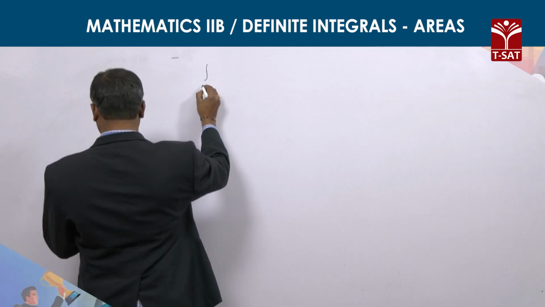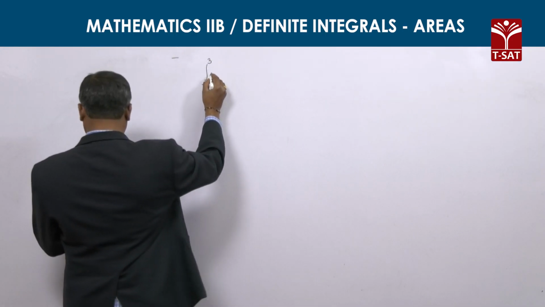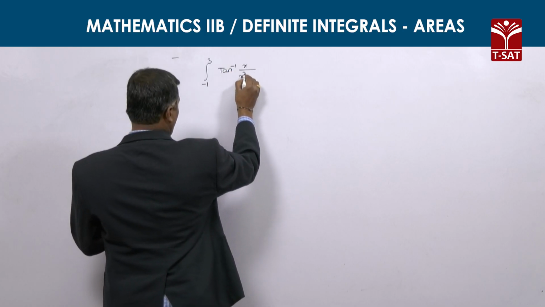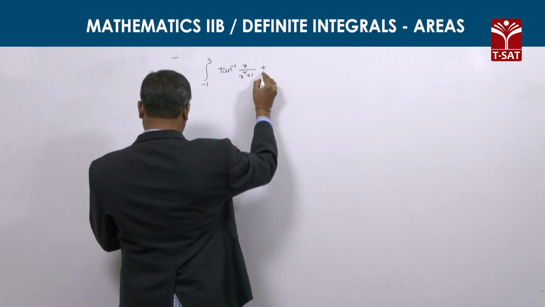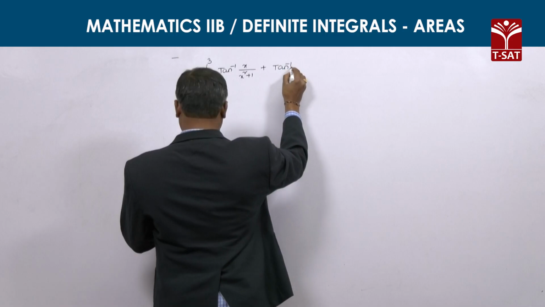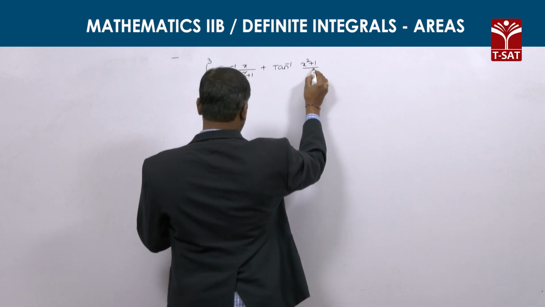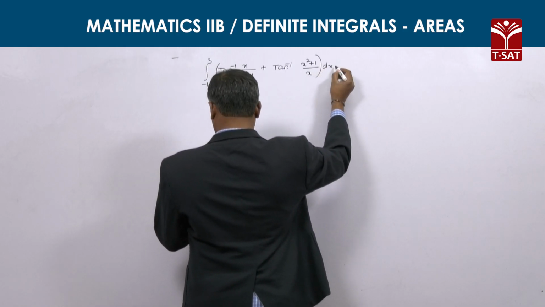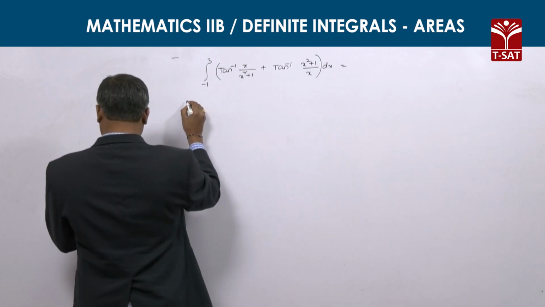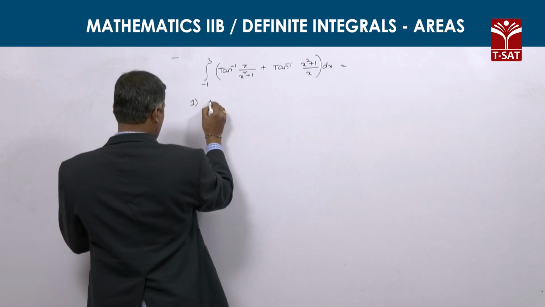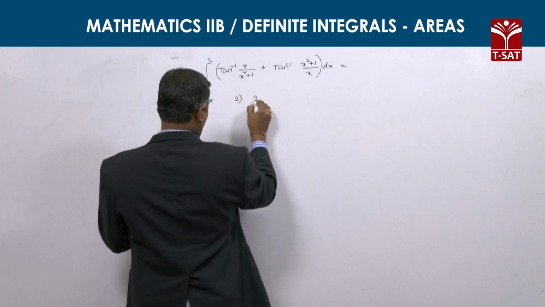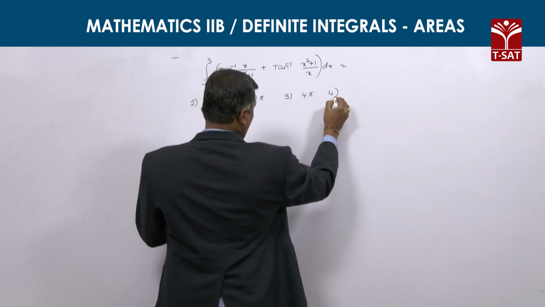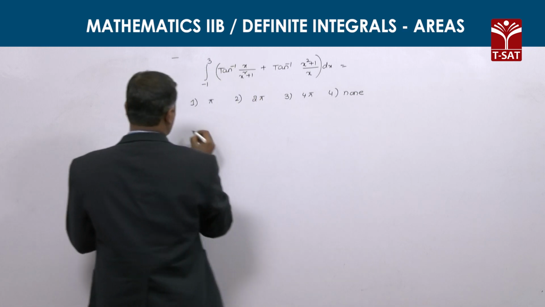Next problem: integral of -1 to 3 of tan inverse x by x square plus 1 plus tan inverse x square plus 1 by x dx. Options: first option pi, second option 2 pi, third option 4 pi, and the fourth one. Solution.